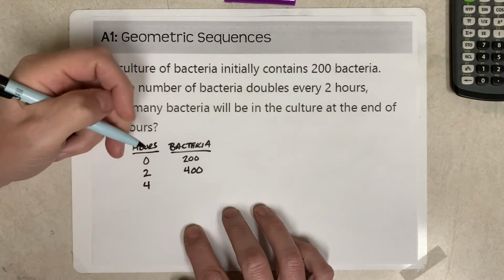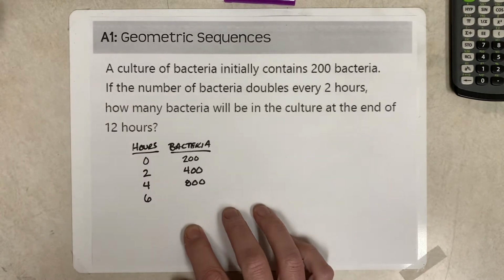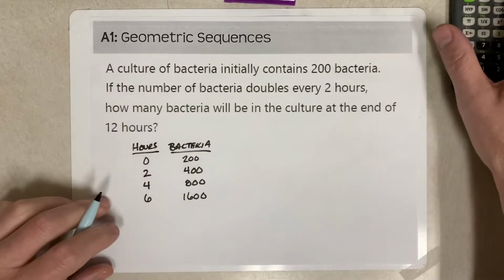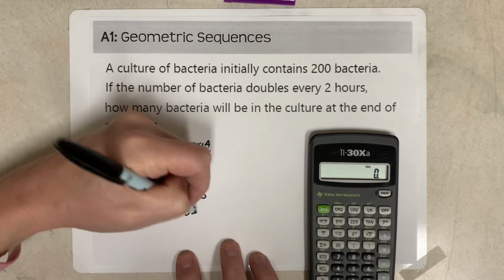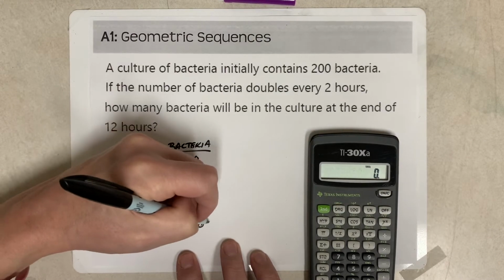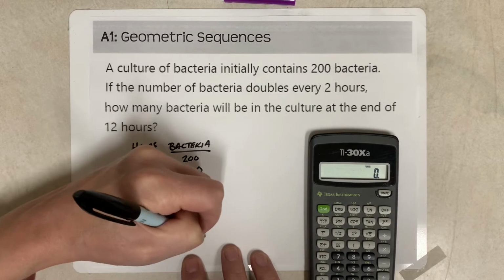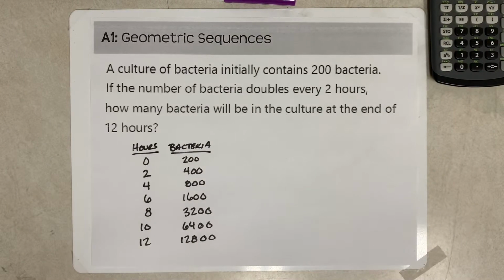4 hours, there's 800. At 6 hours, right, there would be 1,600. And then if we keep going, let's just get this out here to check. 8 hours should be 3,200. At 10 hours, 6,400. And then at 12 hours, 12,800. All right, now that seems to be the problem. The answer to the problem: at the end of 12 hours, you have 12,800 bacteria.